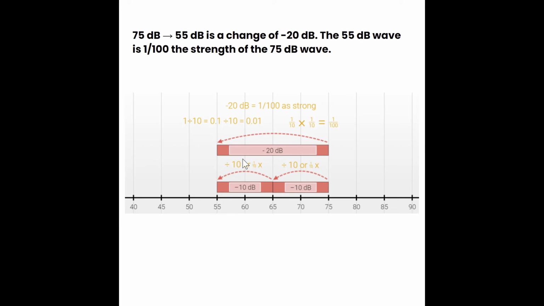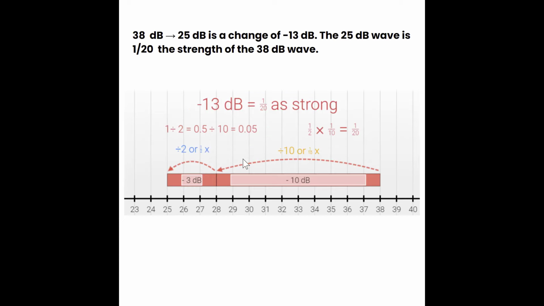So by decreasing the decibels by 20, we have made the intensity of the new wave 100 times weaker than the original. And then we can also combine our tens and threes to calculate new values as well. In this example, again, we're starting at 38, and we are decreasing all the way to 25. 38 minus 25 indicates a negative 13 decibel change.